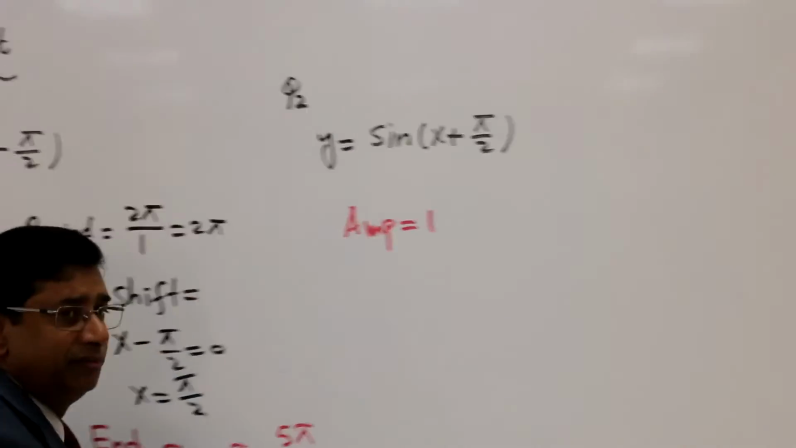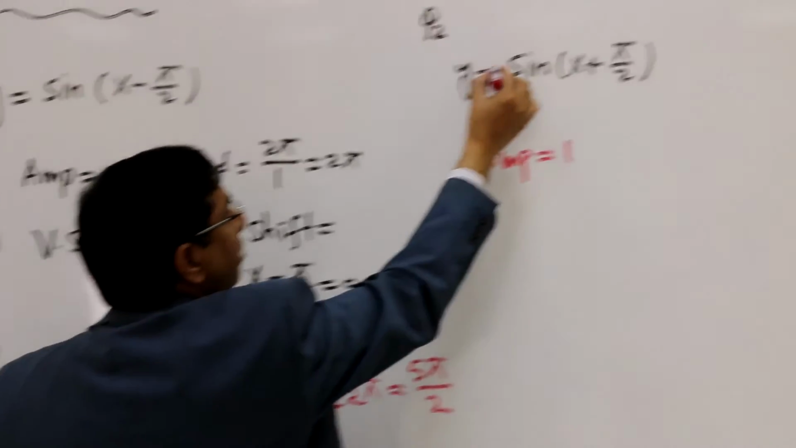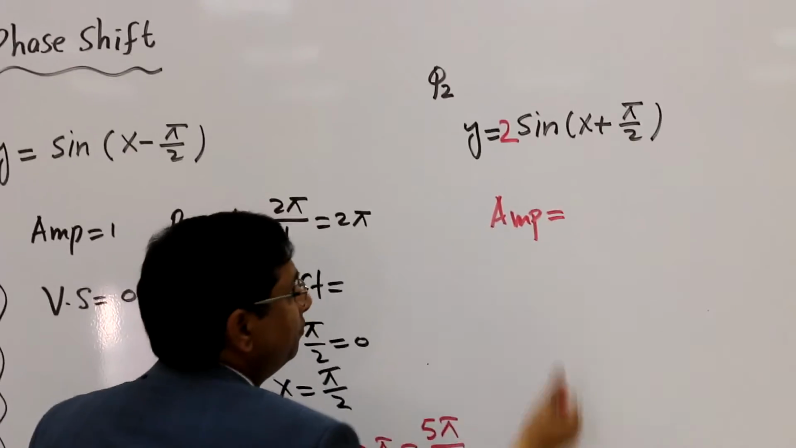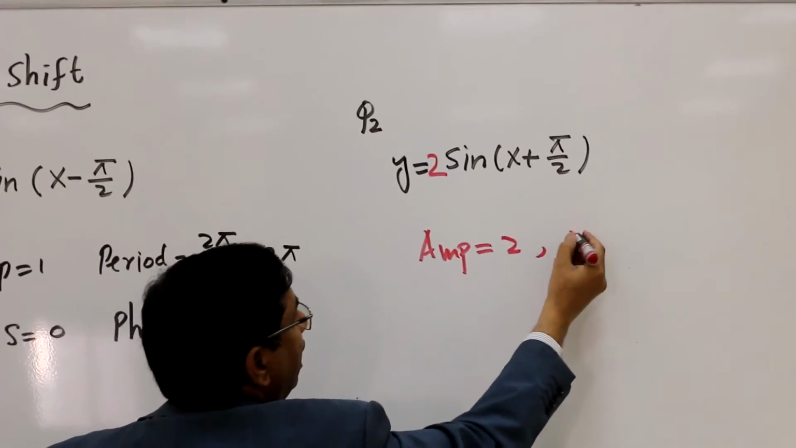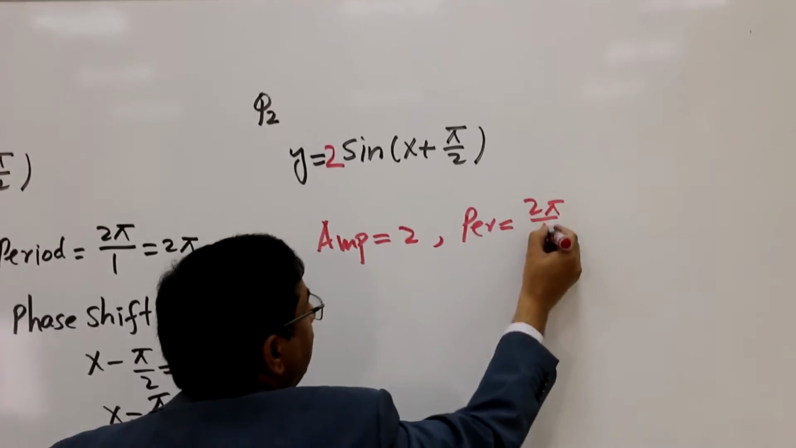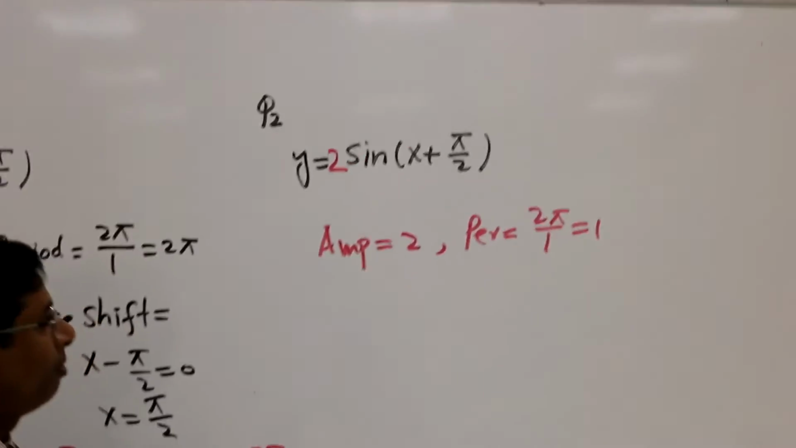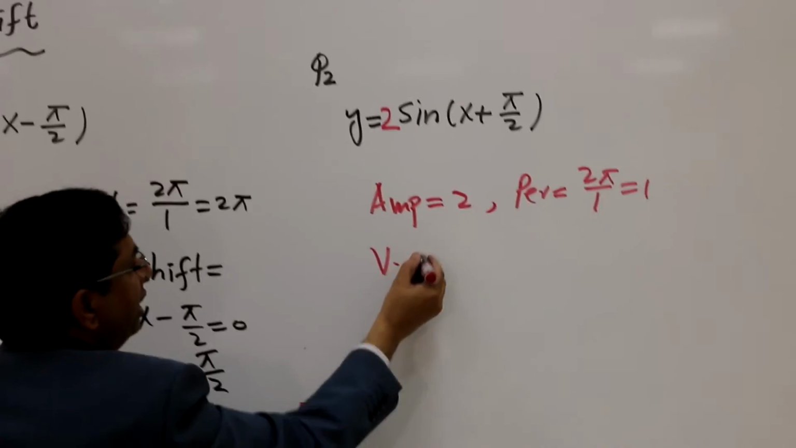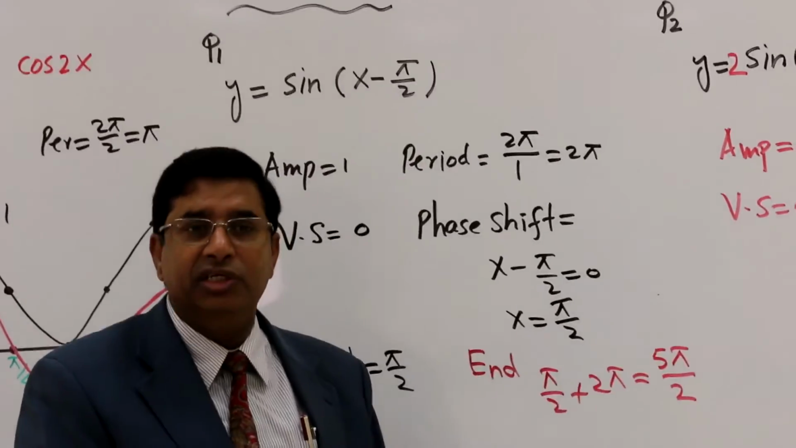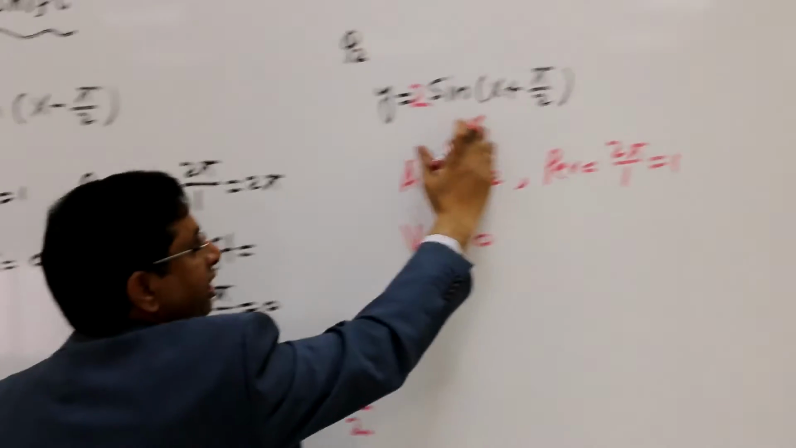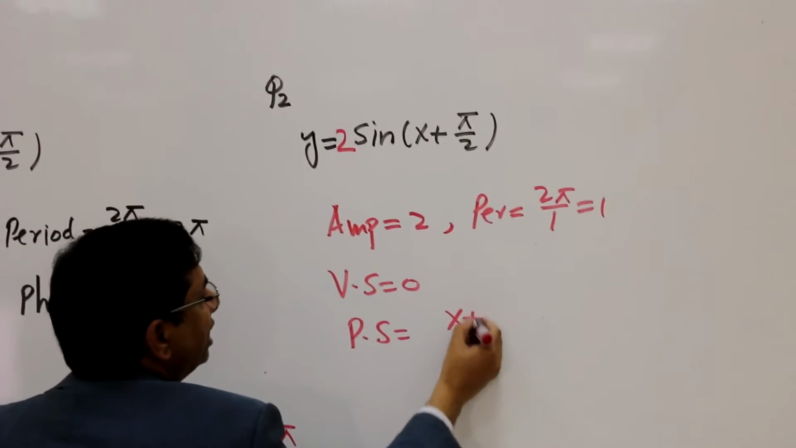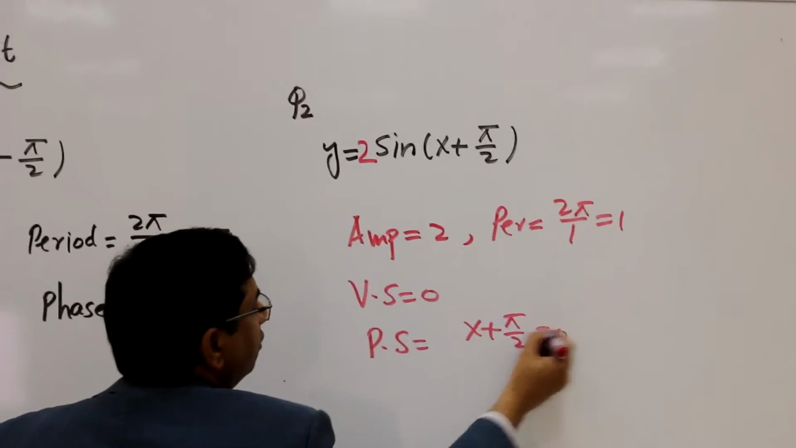Amplitude is 1. Okay, I change it by 2. Make it 2. Amplitude is 2. Then its period is 2 pi over 1, which is 2 pi. And then vertical shift, there is no vertical shift, so it is 0. Phase shift. When the change is in x, it is a phase shift. So for the phase shift, I write x plus pi over 2 is equal to 0.